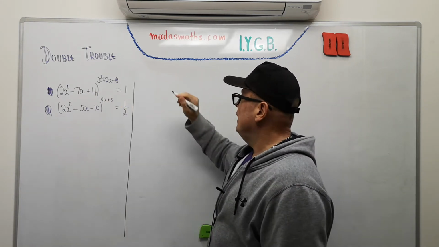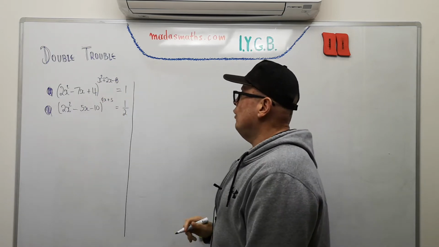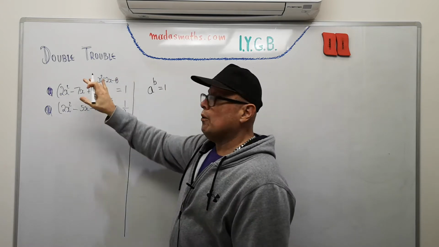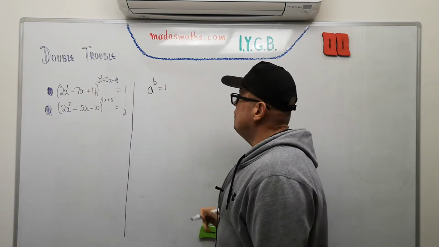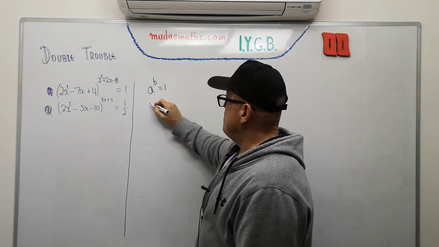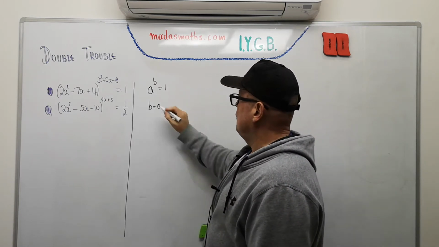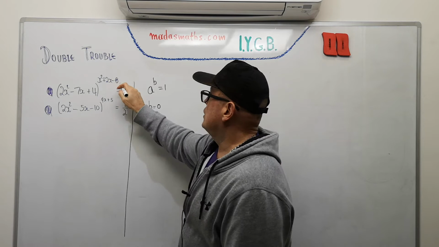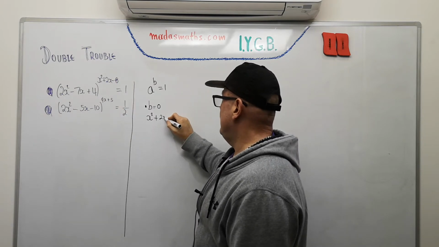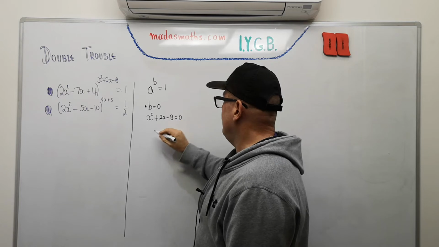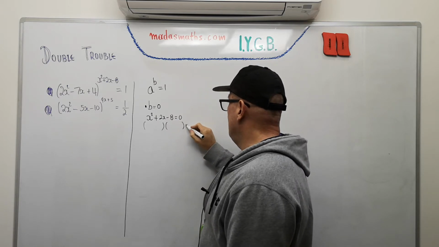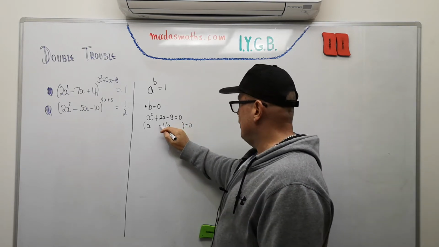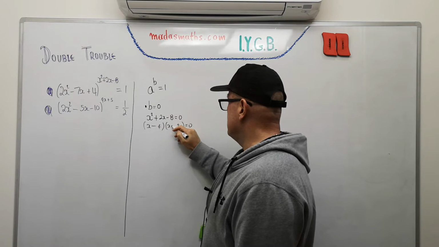So I'm looking at the first one. Something to the power of something is equal to 1. A to the b is equal to 1. It doesn't require logs or anything like that. It's very, very simple. So maybe b is 0. So if b is equal to 0, it suffices to solve the exponent, which is x squared plus 2x minus 8 is equal to 0, and this will produce, of course, two solutions if you factorize it nicely over the reals.